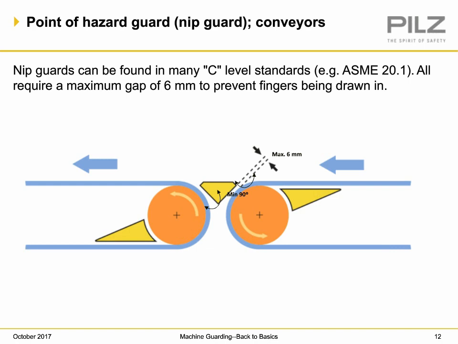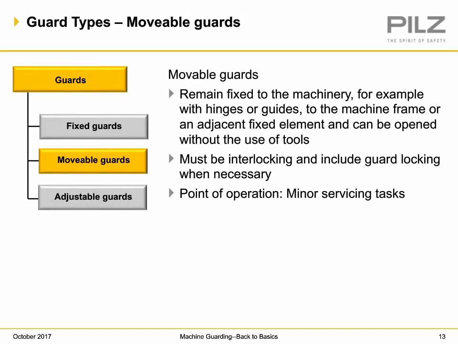You may sand down the edge of your fingerprints, or give yourself a good manicure, but that's a minor injury versus your hand being drawn in, possibly crushed or amputated with any larger size. So keep that in mind when you are writing requirements for guarding, particularly with conveyor systems. Okay, we go to movable guards.